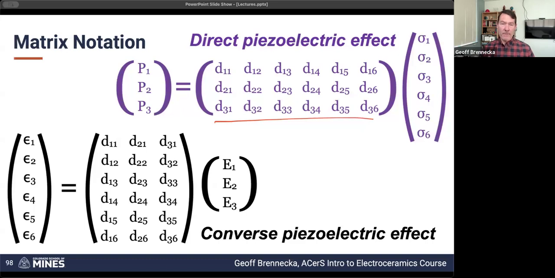So we can do the same thing, whether it's the direct response in purple or the converse response in black. Again, this D11 is the exact same as that D11. It's just whether you're coupling stress and polarization or you're coupling field and strain. And so the D coefficients end up being completely identical.